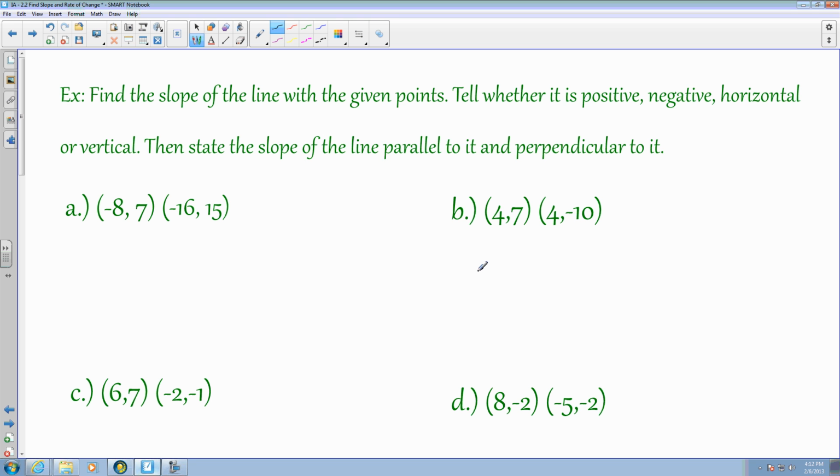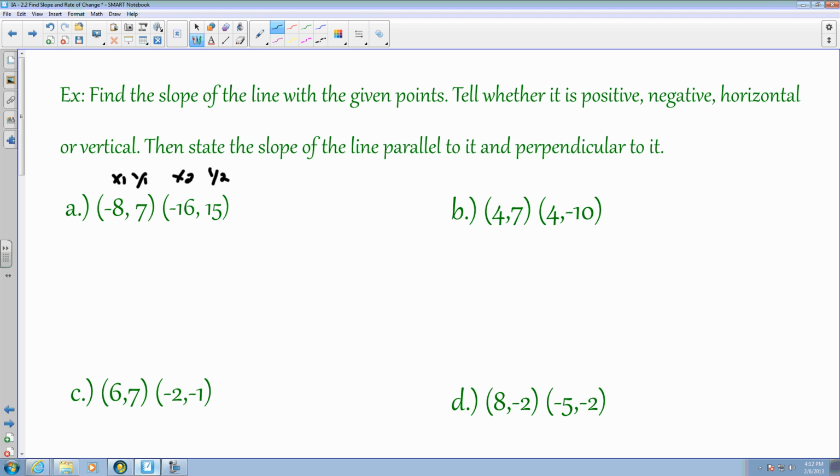Here, I want to find the slope with the given points, tell whether it is positive, negative, horizontal, or vertical, then state the slope of the line parallel to it and perpendicular to it. So for A, B, C, and D, we are given coordinates. This can be considered our x1, this is our y1, this is our x2, this is our y2. So all we're going to do is use our slope equation and plug it in to get our slope.